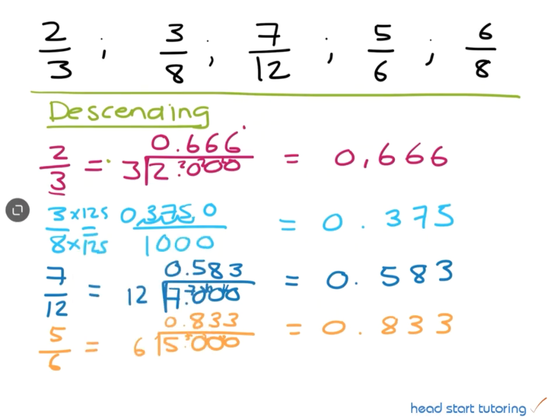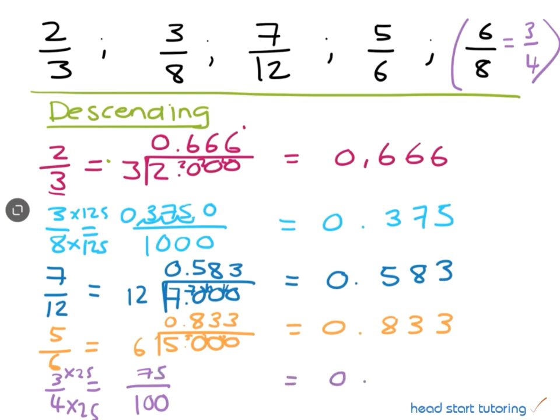Right, let's squeeze in our 6 over 8, but remember our 6 over 8 is equal to 3/4 because we've simplified that. So 3/4, we should know this off by heart, but 3/4 we can multiply our 4 by 25 to get 100, and then we multiply our 3 by 25 to get 75, and we end up with 0.75. We can put in a 0 there so that we've also got 3 decimal places in our 3/4 as a decimal.